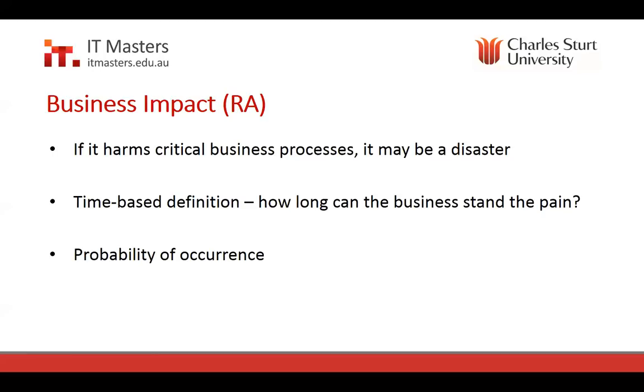And then again, there's that probability of occurrence. So how likely is the particular disaster we're talking about going to occur? In other words, we might say a disaster is an earthquake. So how likely is it to occur in the middle of Melbourne? Probably next to no chance. So in that case, we're not really going to worry about it too much.